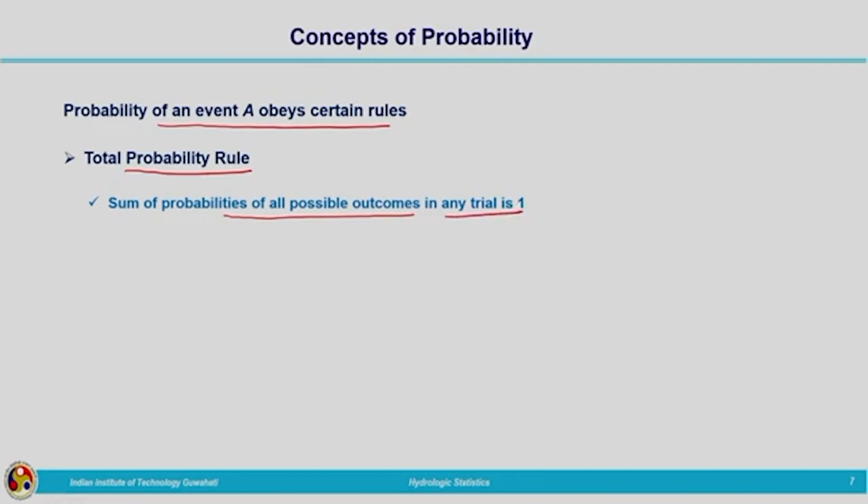It cannot be more than 1. Let there be n events represented by A1, A2, up to Am. Then probability of A1 plus probability of A2 plus up to the probability of Am should be equal to 1.